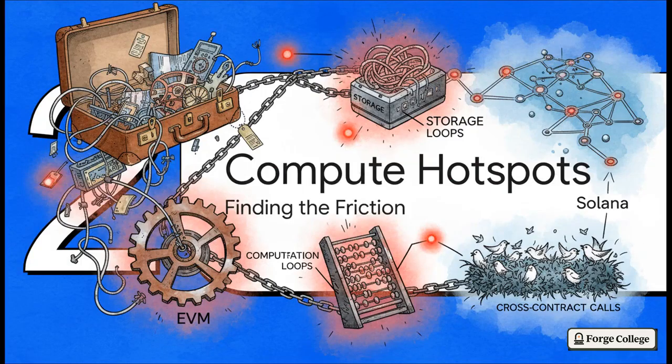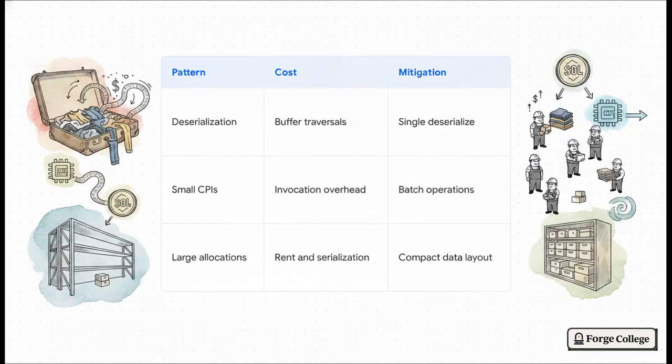Moving right along to Section 2, spotting the compute hotspots, finding the friction in the gears. So how do we actually stop unpacking that giant suitcase unnecessarily? Well, we need to find the friction points in our machine. And when porting from EVM, there are generally 3 prime suspects that cause the most compute inflation. Let's look at the schematics for these culprits.